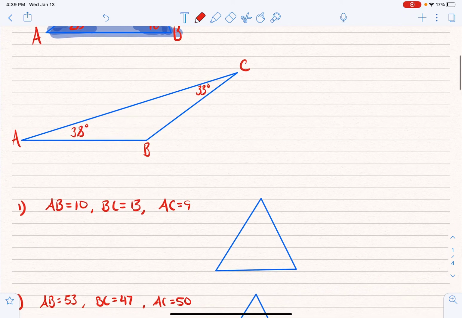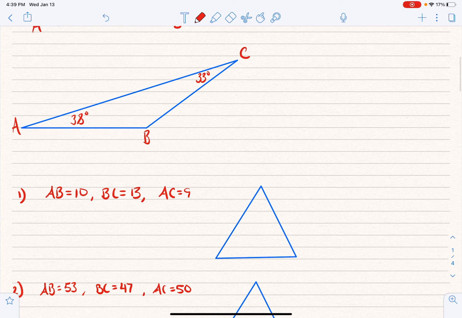Okay, on this last one, again, we're missing that one angle, so we add 33 and 38, and we get 71, which leaves this one to be 109, clearly the largest angle. So on this one, the smallest angle is 33, opposite of that is AB. Next is 38, opposite of that is CB, and then the longest side is AC.